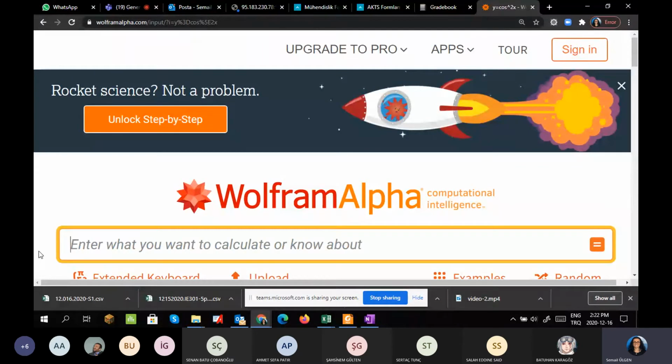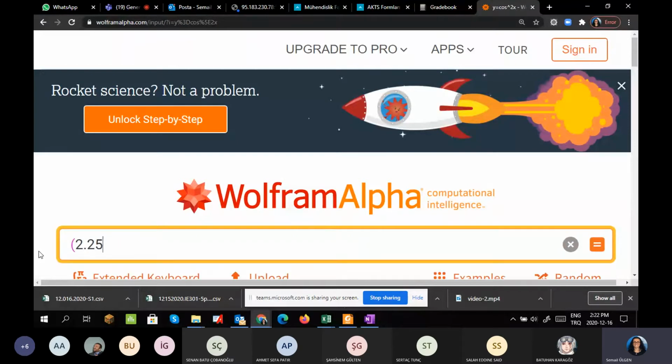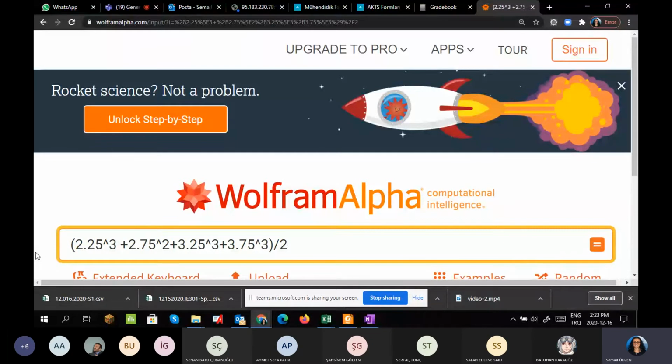What is it? Okay. So I'm going to open that up, and then 2.25 cubed plus 2.75 cubed plus 3.25 cubed plus 3.75 cubed. Yeah, and then divide this by 2, 0.5. What is this value? Let's find it out.